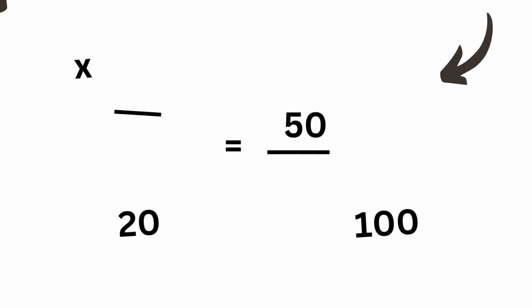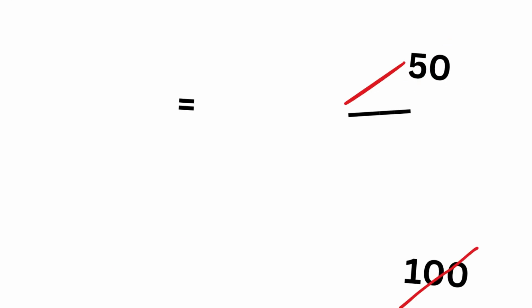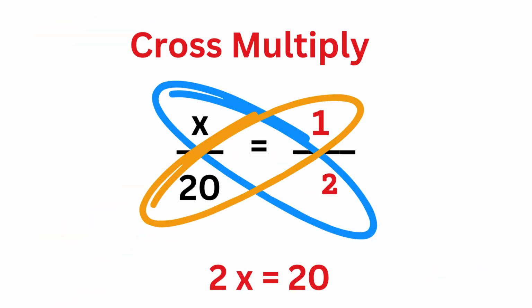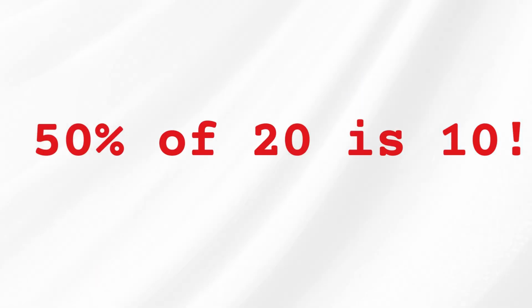In this case, we want to find the part, which is unknown. And we know the whole is 20 and the percent is 50. Now we can simplify 50 over 100 to 1/2. To find the part, we can cross multiply. Here we got 2x equals 20. Divide both sides by 2 and we got x equals 10. So 50% of 20 is 10.